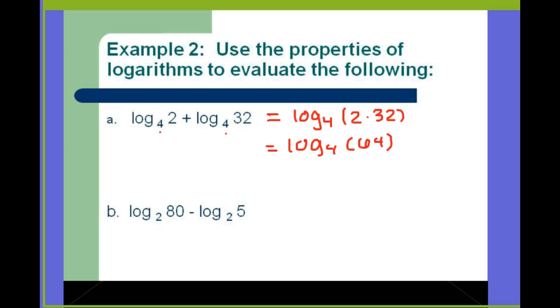And now you need to ask yourself, 4 to what power is equal to 64? So that I can get my final singular answer of 3, because 4 cubed is 64.